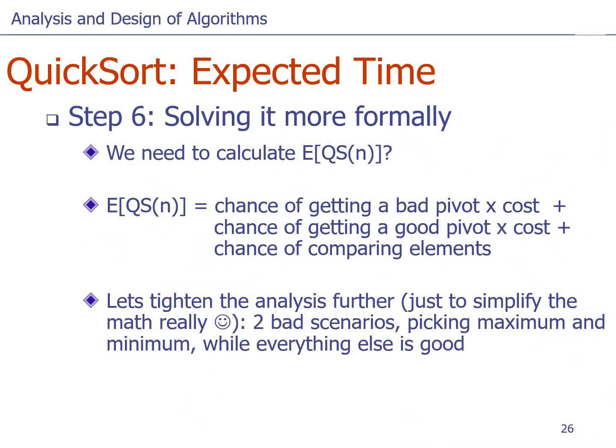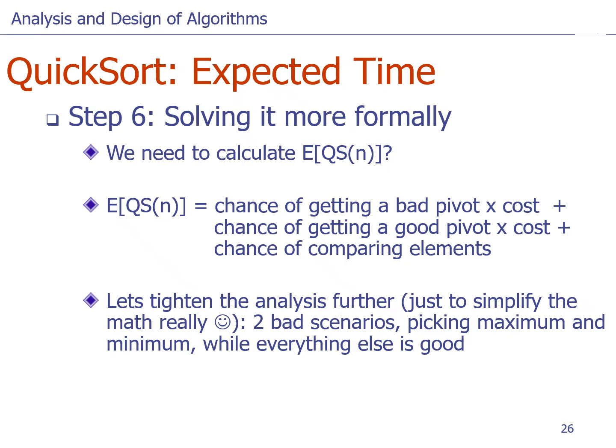Now that's the informal way of thinking about it. Let's see the formal way. The formal way, we go back to what I described to you earlier. I would like to calculate the expected time to run quicksort on a set of n values. How do we go about that? The expected time to run quicksort on n values is equal to the chance of getting a bad pivot multiplied by the cost of getting a bad pivot, plus the chance of getting a good pivot multiplied by the cost of getting a good pivot.